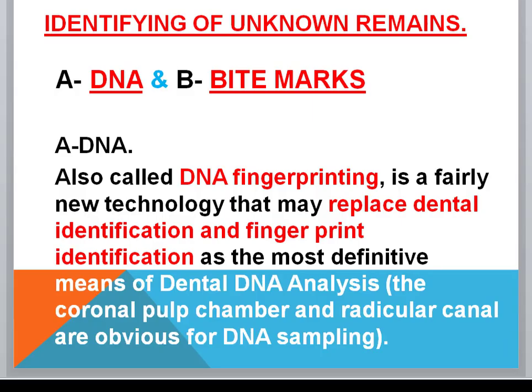Now let us come to identifying unknown remains, which is a very important item in forensic dentistry. Those are A, DNA, and B, bite mark. DNA, also called DNA fingerprinting, is a fairly new technology that may replace dental identification and fingerprint identification as the most definitive means. In dental DNA analysis, the coronal pulp chamber and radicular canal are obvious sources for DNA sampling.